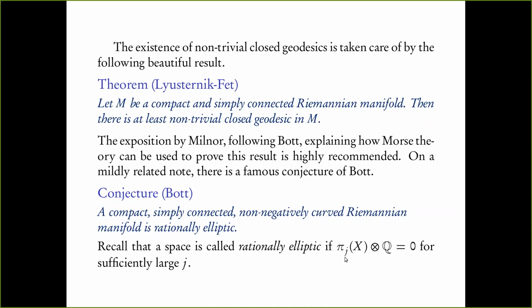So a space is called rationally elliptic if, when you rationalize the higher homotopy groups, meaning you tensor pi j of X with Q, these Q vector spaces are 0 for sufficiently large j, meaning after some capital N, all these higher homotopy groups tensor Q are 0. Is the definition okay, or do some of you want me to repeat this?